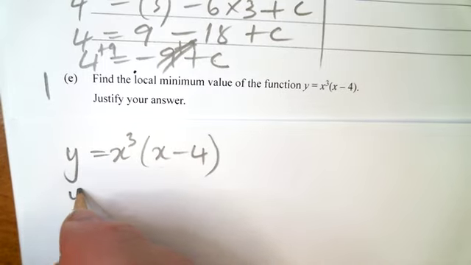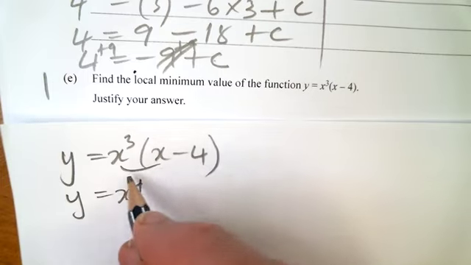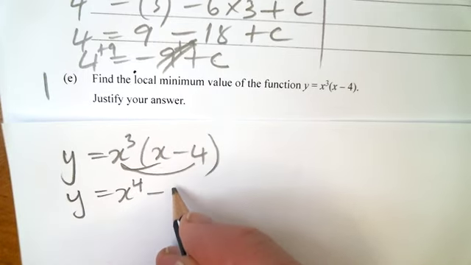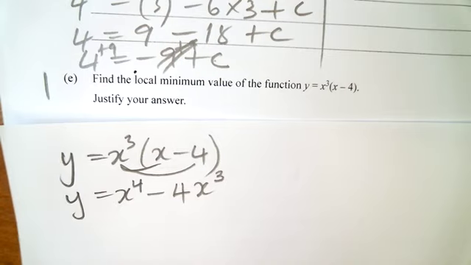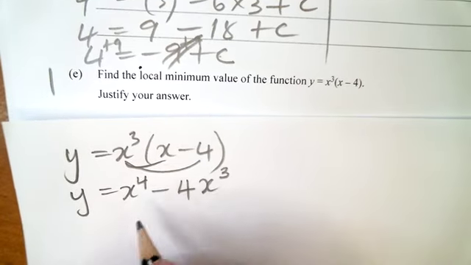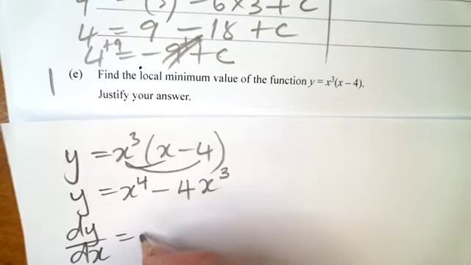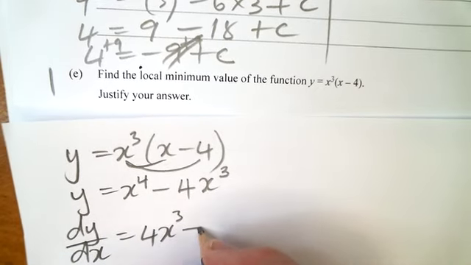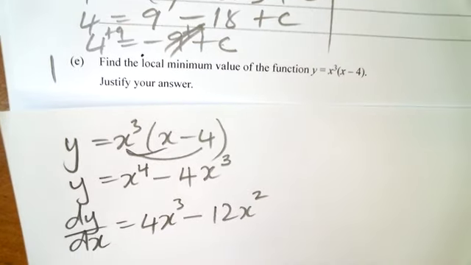So y, therefore, is equal to, well, that times that is going to be x to the 4, and this times this is going to be minus 4x to the 3. Okay, so in order to find a maximum or minimum, we're going to have to differentiate, find the differential function, dy/dx, is equal to 4x to the 3 minus 4 3s are 12x to the 2.